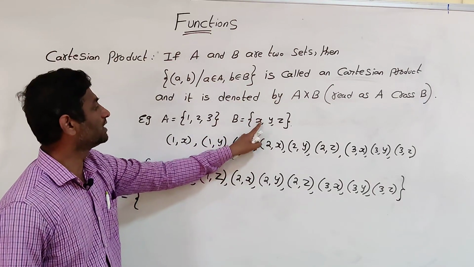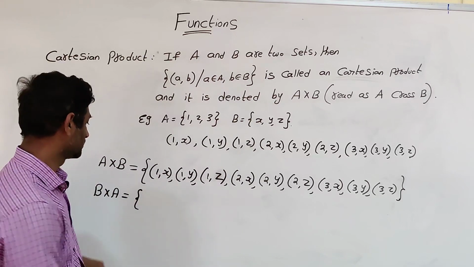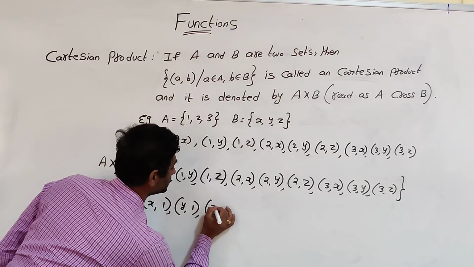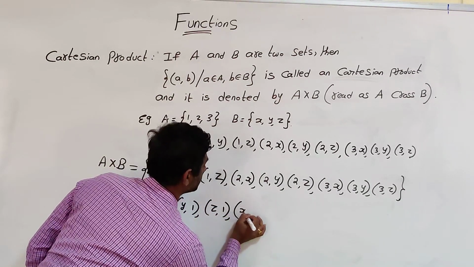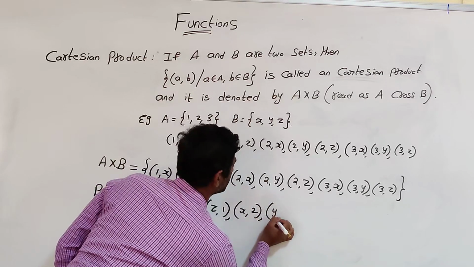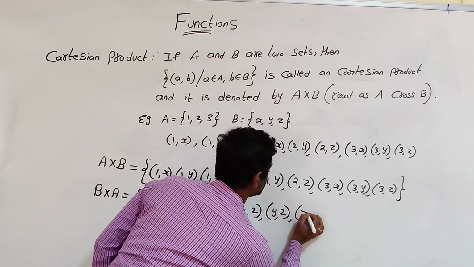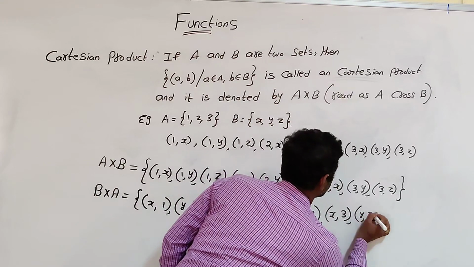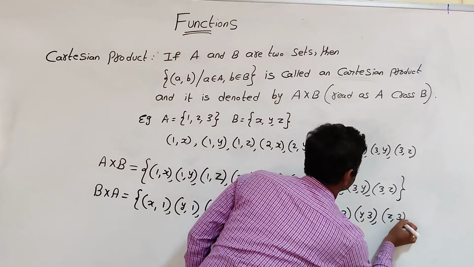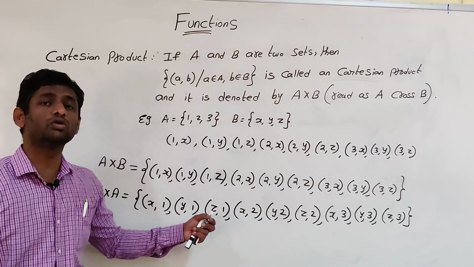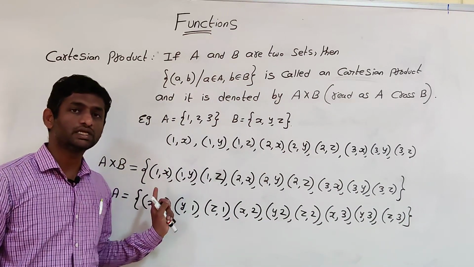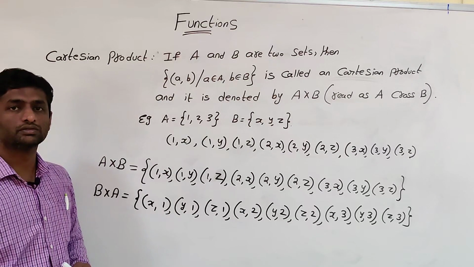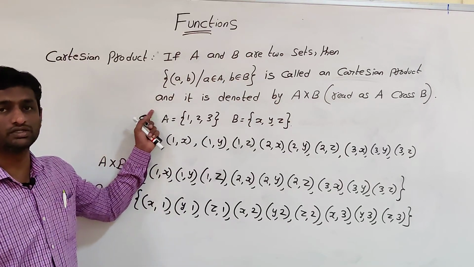So let me write x comma 1 as one ordered pair. So x comma 1, y comma 1, z comma 1, x comma 2, y comma 2, z comma 2, x comma 3, y comma 3, z comma 3. So these are the set of all ordered pairs from set B to set A, that is, from B cross A. So this is about the Cartesian product.